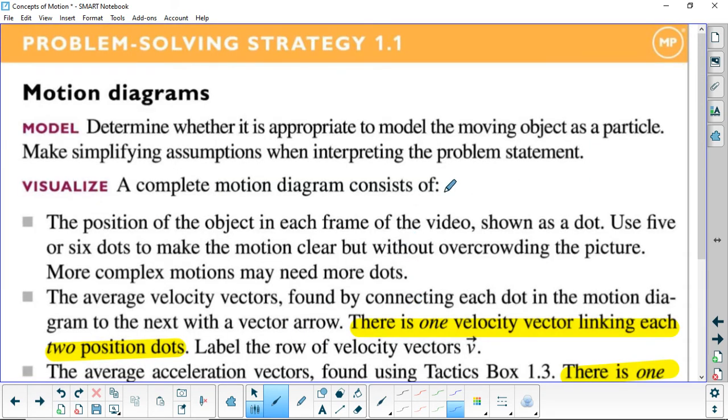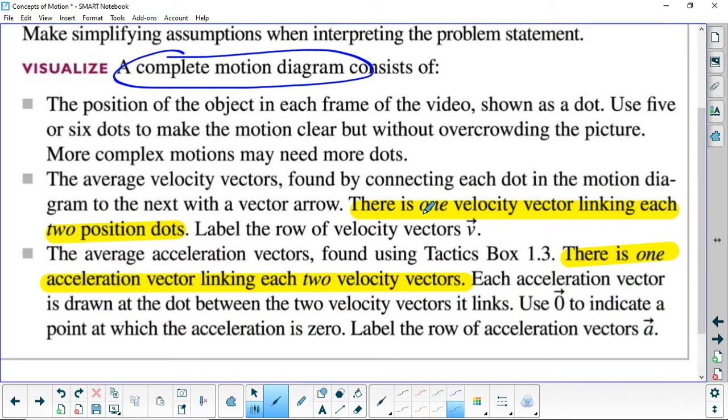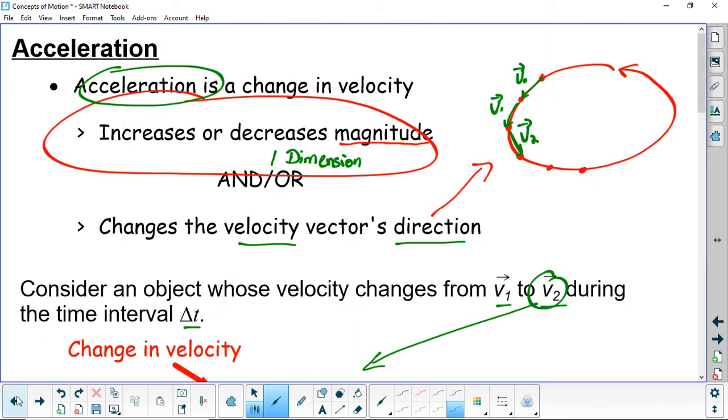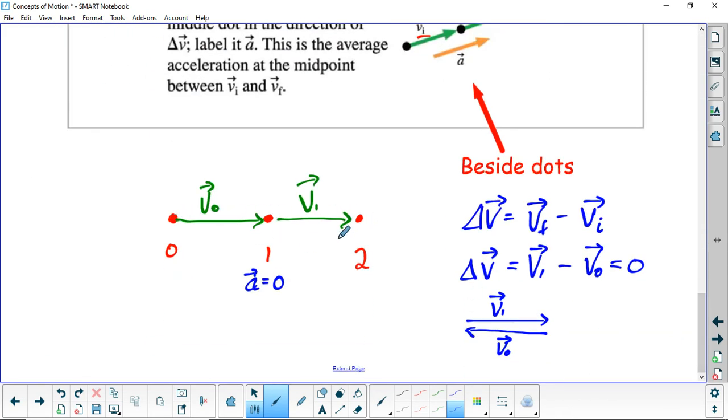Your textbook has a handful of these, but this is a good box to look at for motion diagrams. In your packet, it's going to ask you to draw a complete motion diagram for some things, and make sure you have this list on your complete motion diagram. I want to point out some of these things that are highlighted. There's only one velocity vector linking every two position dots, and we've been doing that for all of our diagrams. So for something like this, one velocity vector linking all of those, okay?